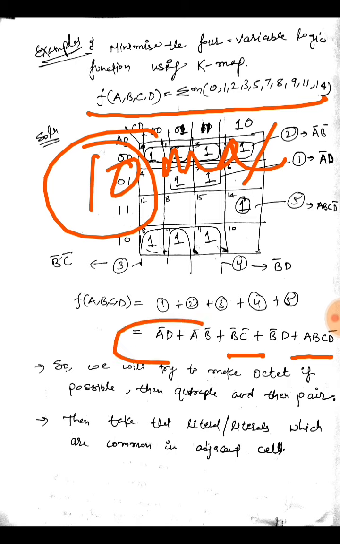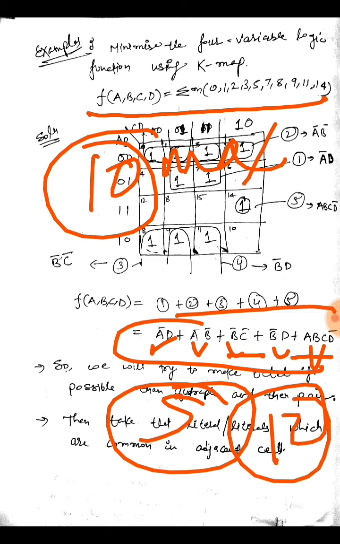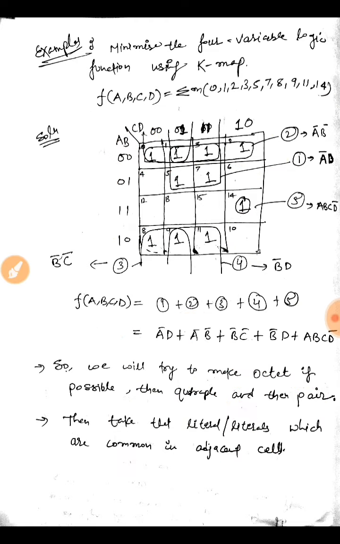But in this simplified version I have only 5 terms: 2 literals, 2 literals, 2 and 4 literals, that is 2 4 is 8 plus 4, 12 literals only, whereas in the first case I was using 40 literals. So this is how we can reduce our logical function. We will try to make an octet if it is possible, then a quadruple, and then a pair.